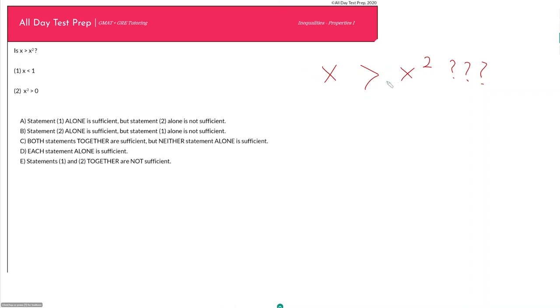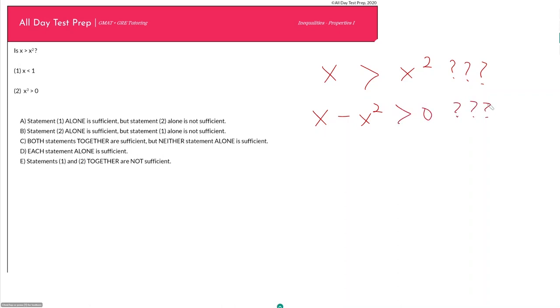Now, does that mean that it is hopeless? We cannot do anything to simplify our question? That is also not true. So what can we do? And you should know from the last video that you can always add or subtract from each side of an inequality. And so if I want to get all my x's on the same side by subtracting x squared from each side, that would just give me x minus x squared. I could then rewrite my question as, is x minus x squared greater than 0?